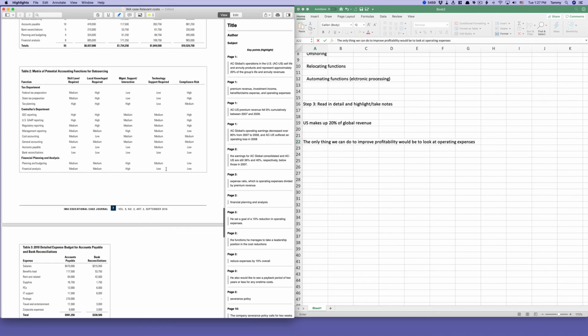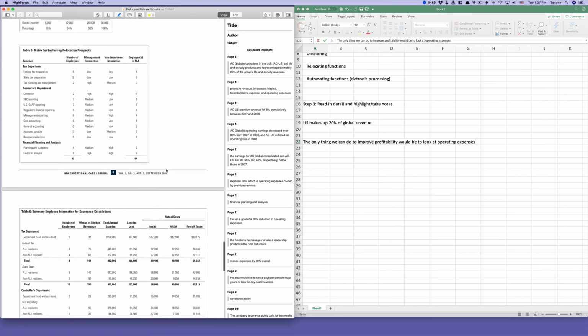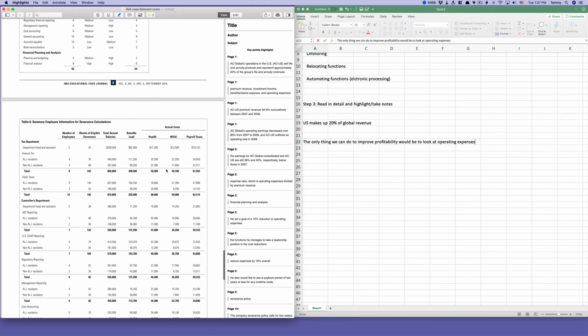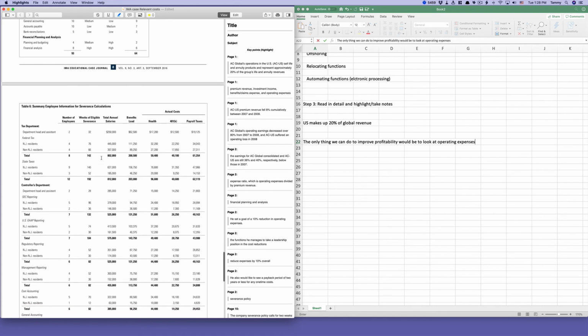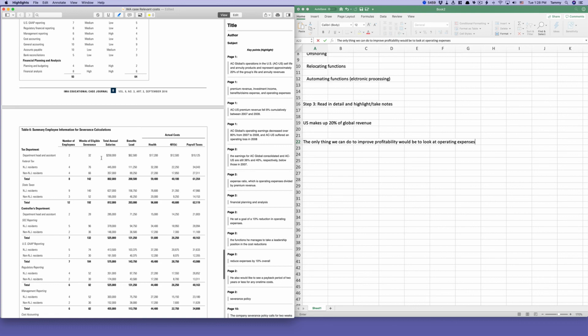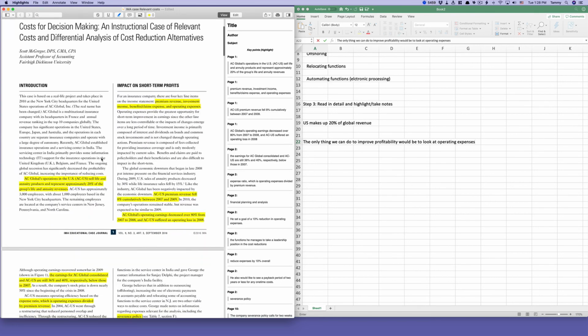And then if we look at Table 6, for severance calculations, they just go into some detail about how many weeks of severance they're eligible for. So we'll look at these numbers in a little bit more detail later on. Okay, back up to the case then.